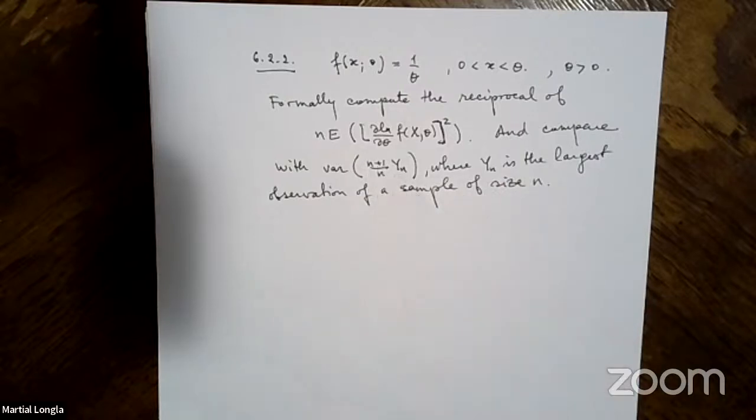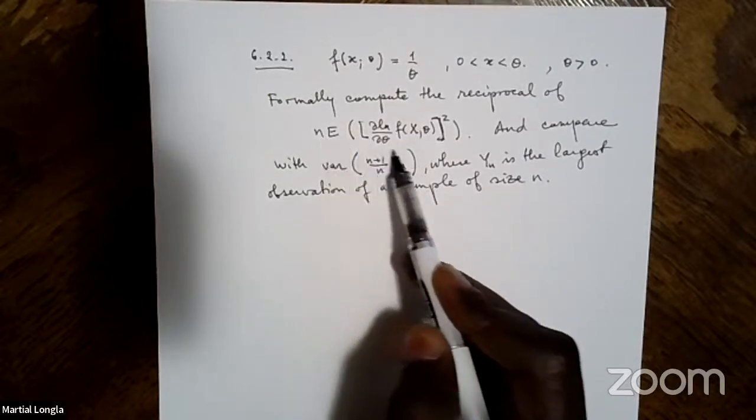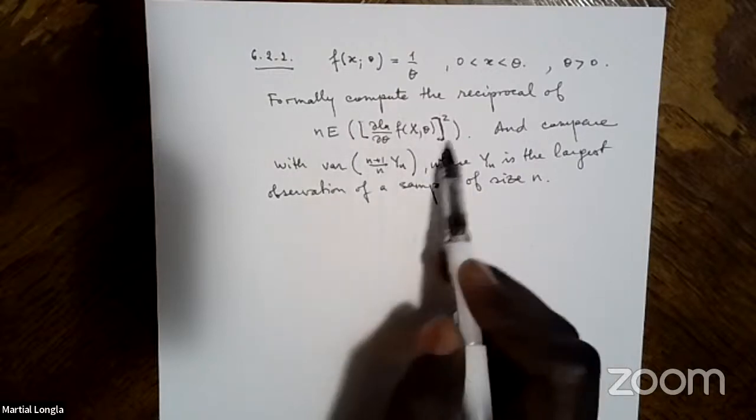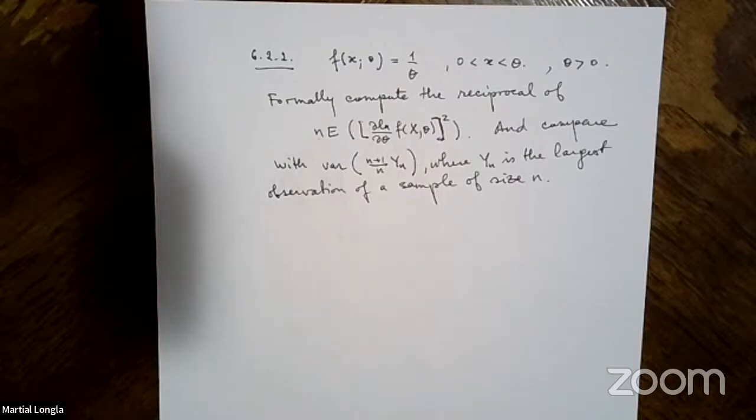So we need to do the whole work that we just did on the previous example, but do that on this example, computing this, which is actually the Fisher information. So this is the definition of the Fisher information. When you multiply by n, you get n times I of theta, which is the denominator of the Rao-Cramer lower bound. So let's try that.